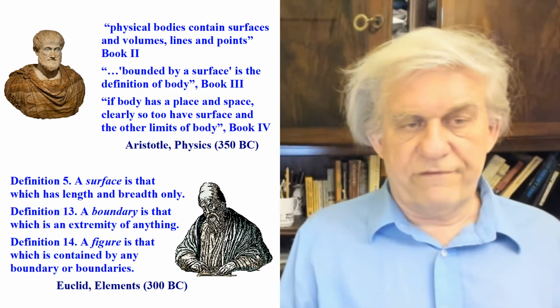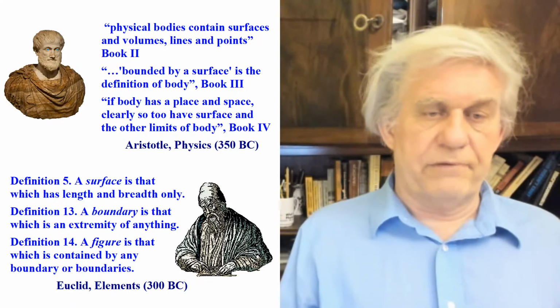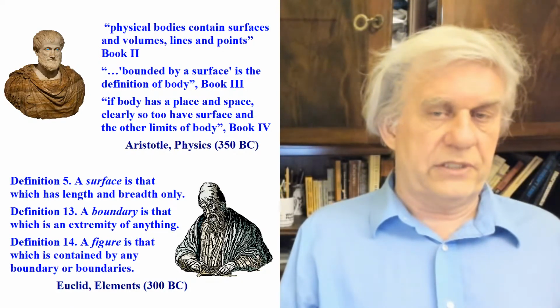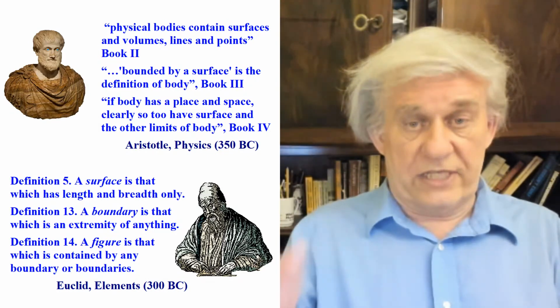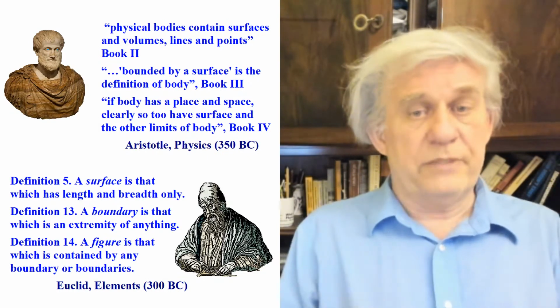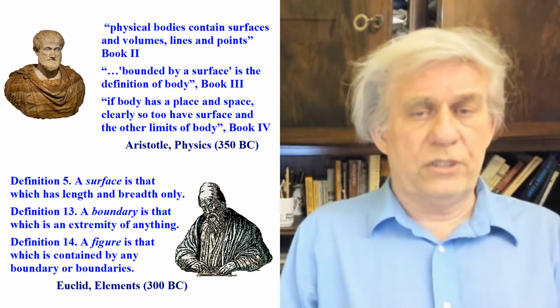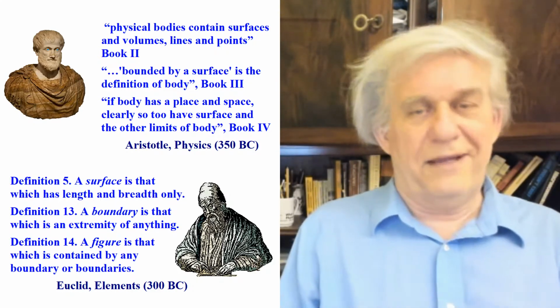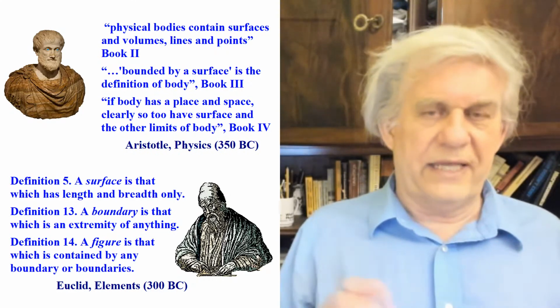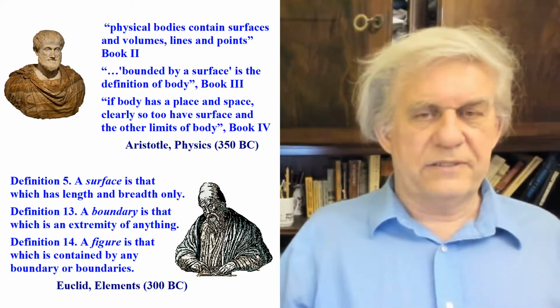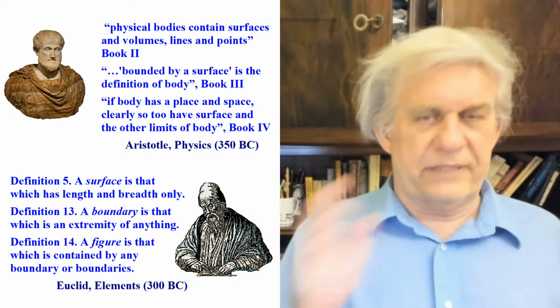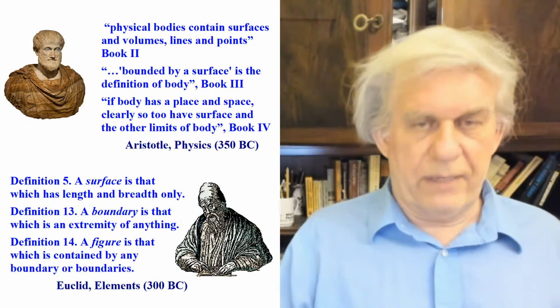Let's go with Euclid first. A surface is that which has length and breadth only. So what is a surface according to Euclid? He's talking about a plane. Now this could be a problem with the translation, or it could be a problem with Euclid. I'm going to show that it was a problem with Euclid, as well as with Aristotle. They used the word surface in lieu of plane. Whether the translator used surface doesn't matter, but they meant plane, and we'll see that in a second.